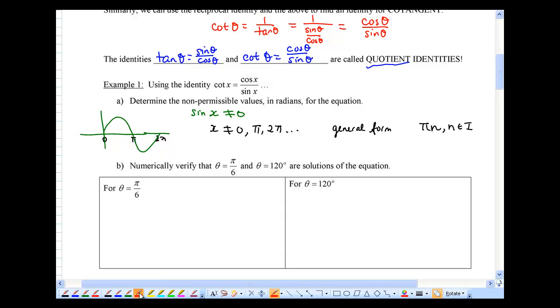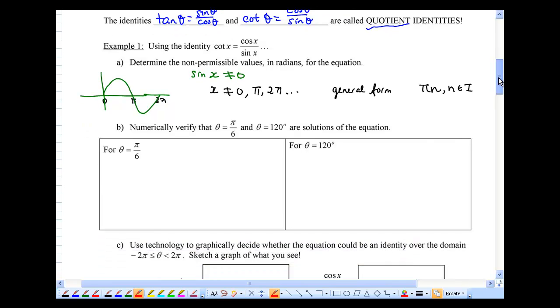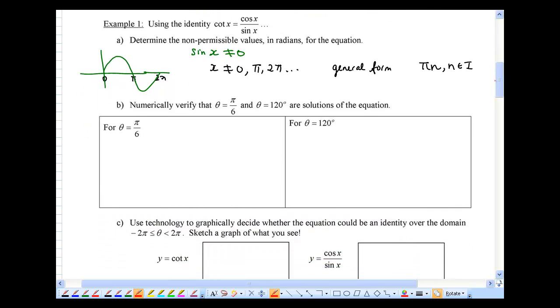Supposedly this identity holds for everything besides these values, so let's verify to see if it's actually true. I'm going to ask you to numerically verify that the identity is true. By the way, I have x up there and theta here. Remember, x and theta are interchangeable. So I'm going to use this identity: cotangent of pi over 6 must be the same as cosine pi over 6 divided by sine pi over 6, and I'm going to show you hopefully that it's true.